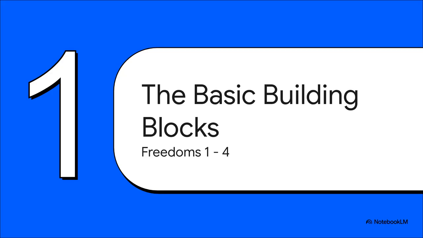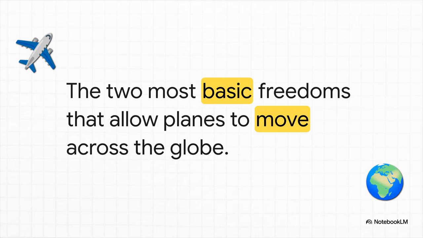All right, so let's get into the nitty-gritty. We're going to start with the first 4 freedoms. These are the absolute bedrock of international aviation, the most fundamental rules of the sky. The first 2 are called transit rights, and you should think of them as just the most basic permission slip you can get, the right of passage.